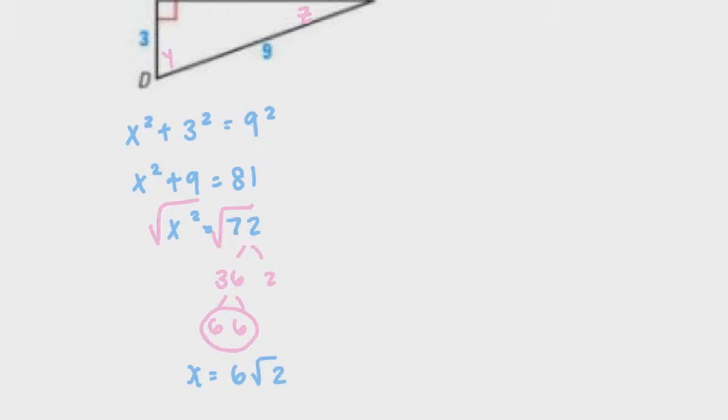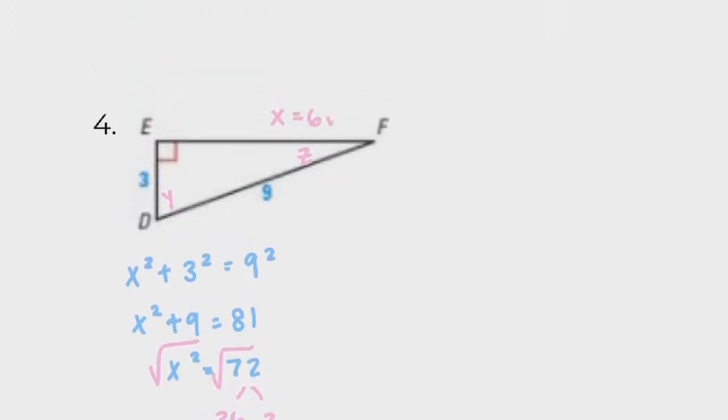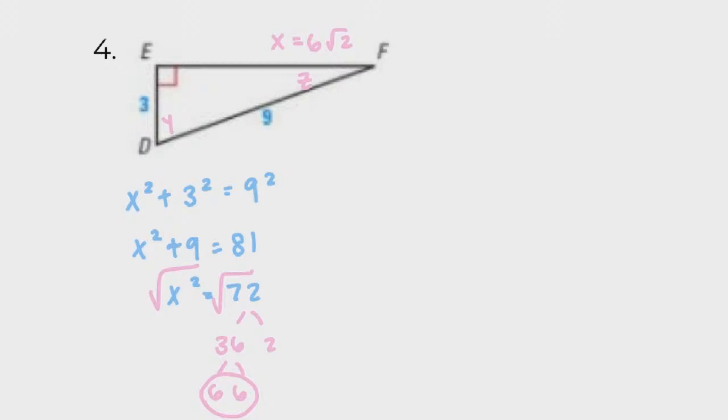Okay, so now that we know this, we can also find y and z. So for y, I'm going to use 3 and 9, the adjacent and the hypotenuse, so that's going to be cosine. So y would equal cosine inverse because we're looking for an angle. Anytime you're looking for an angle, you're going to use the inverse of 3 over 9. And once you plug that into your calculator, you'll get 70.5 degrees.